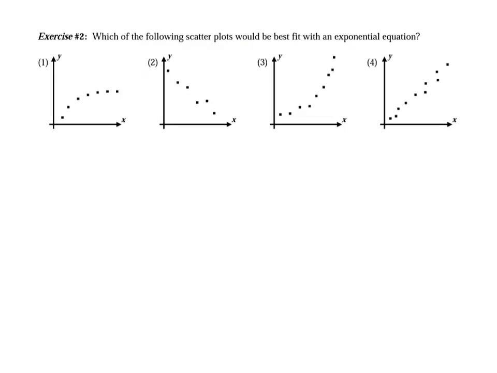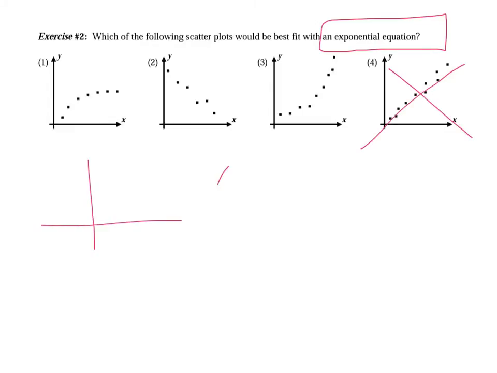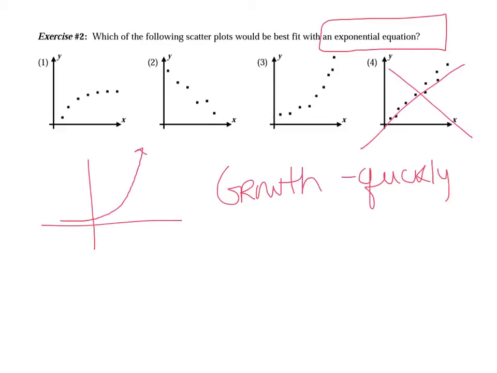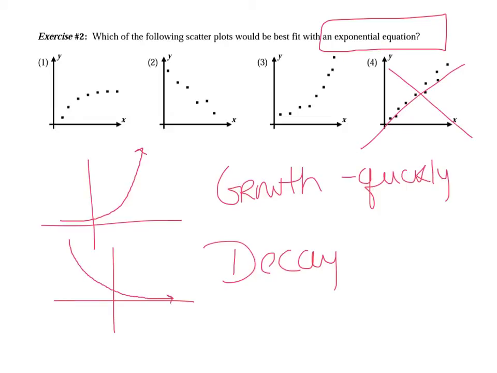All right, exercise 2. Which of the following scatter plots would best fit with an exponential equation? So again, the key word in the sentence is exponential, and we've talked about now for a few weeks, exponential is not linear, it doesn't look like a line, so I know I can kill that choice. An exponential growth, okay, we said grows very quickly. Okay, so it starts off slow, but it grows quickly. Or we had exponential decay, which means it's going to slow down or drop quickly. So I would say my best example of an exponential would be choice 3.